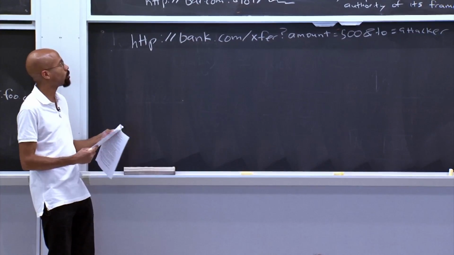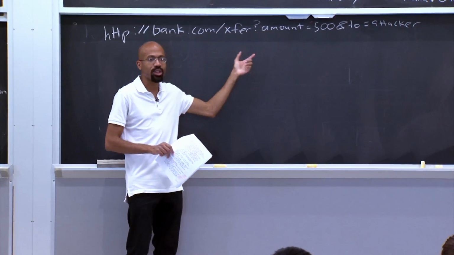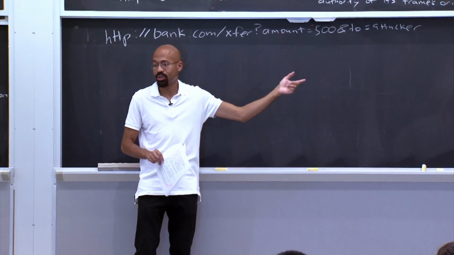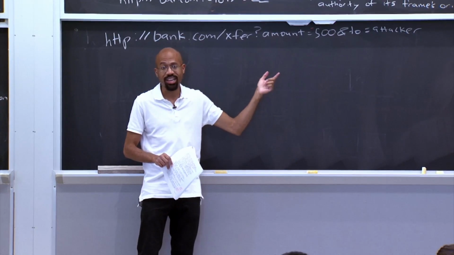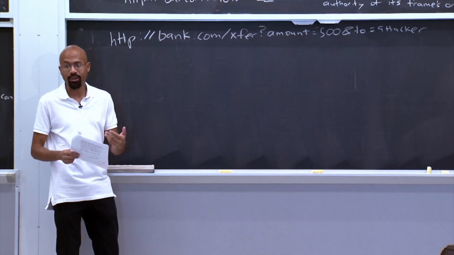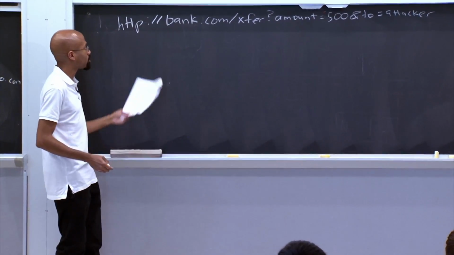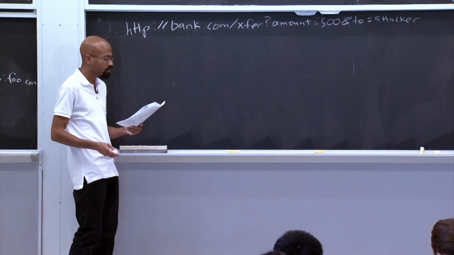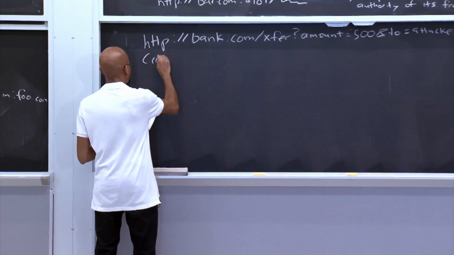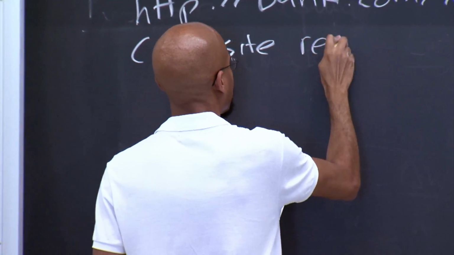The reason this attack works is because essentially the attacker can figure out deterministically what this command should look like. There's no randomness in this command here. So essentially what the attacker can do is try this on his or her own bank account, figure out this protocol, and then just somehow force the user's browser to execute this on the attacker's behalf. So this is what's called a cross-site request forgery.